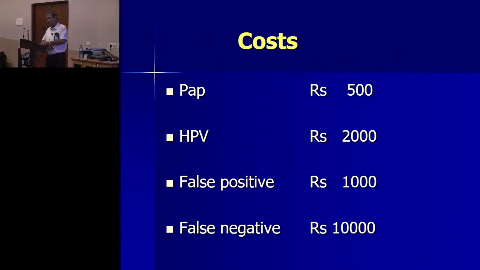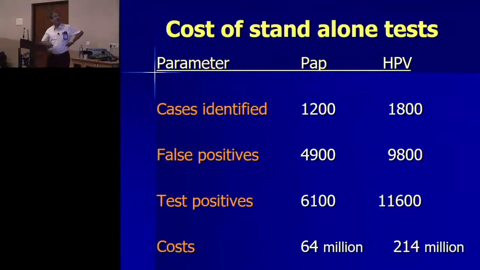Okay, this is a simulation exercise. This is how it goes. I did the math. For different strategies, if you do standalone tests, what is the cost? Cases identified by PAP is 1200, HPV is 1800. False positives here are 4900, here 9800. Test positives are 6100 and 11,600. Cost is 64 million rupees for PAP and 214 million rupees for HPV, just for a 100,000 population, just one block.